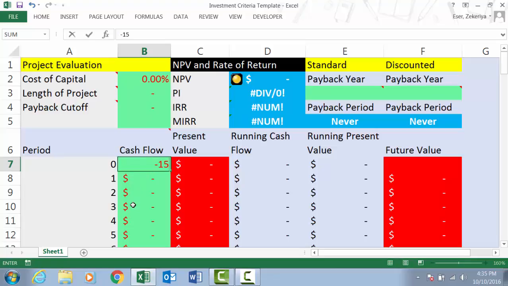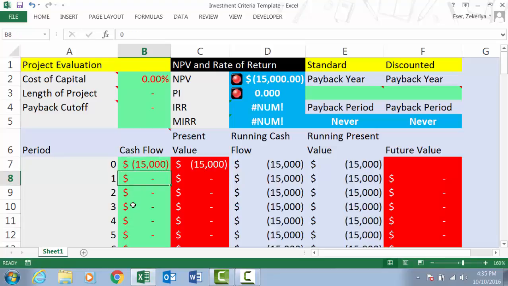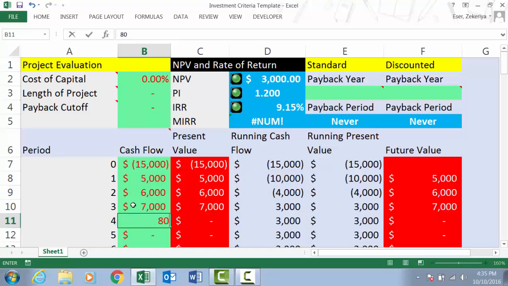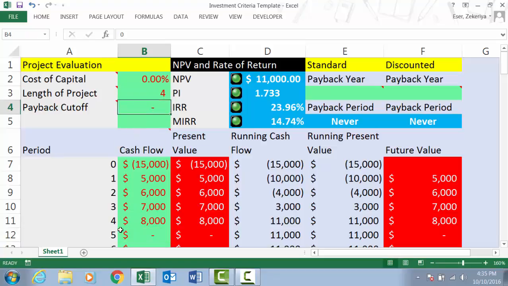Let's say we make an investment of $15,000. Then we make $5,000, $6,000, $7,000, and $8,000. This is a project with a 4-year life, and the payback cutoff period is, let's say, 1.5 years. And our cost of capital is 12%.